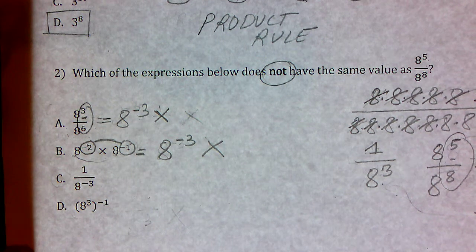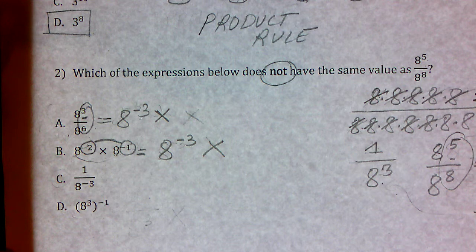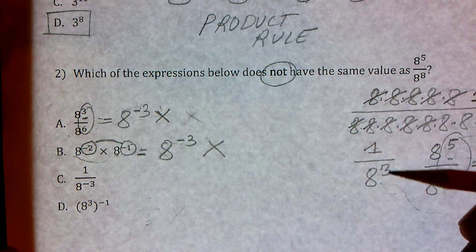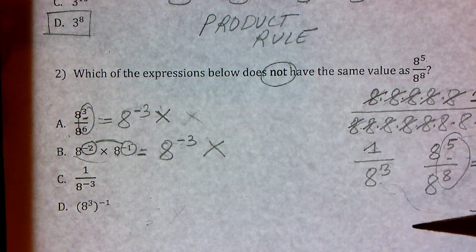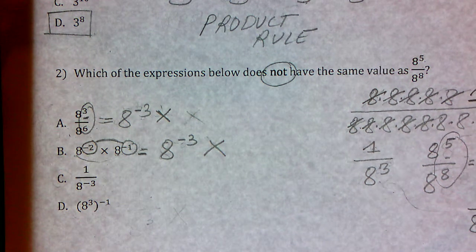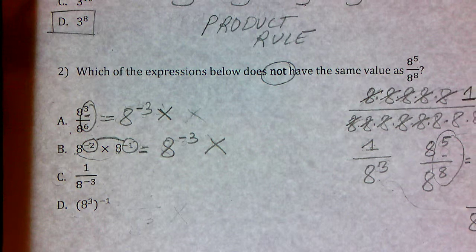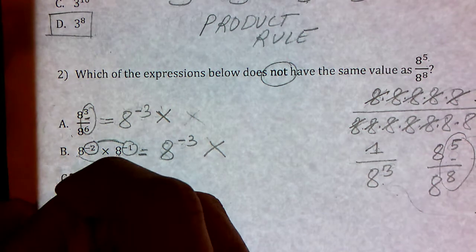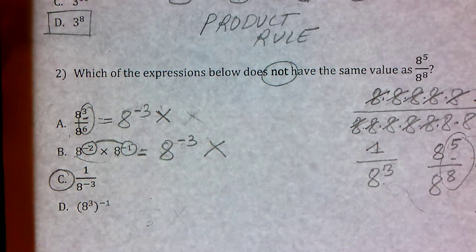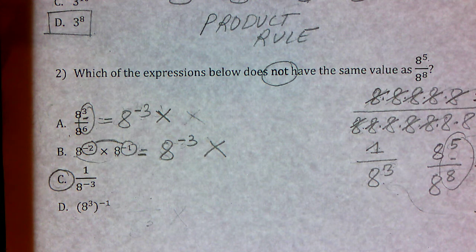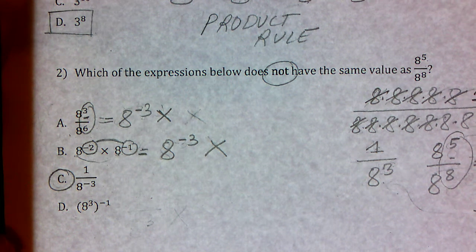Option C, I have 1 over 8 to the negative 3rd. Well, that's certainly not 1 over 8 to the positive 3. So what I can conclude, even without too much legwork, is that C is not the same value as 8 to the 5th over 8 to the 8th. But again, let's talk about why.